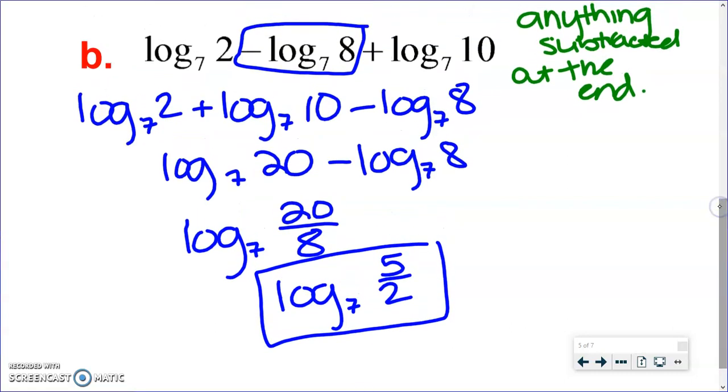So remember, if they're written like this and there's pluses and minuses all over the place, anything that is being subtracted moves to the end, and then you go along with combining your addition and then combining your subtraction.